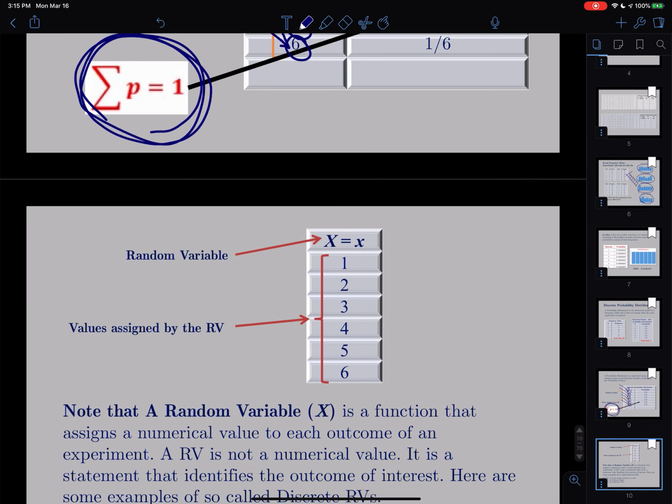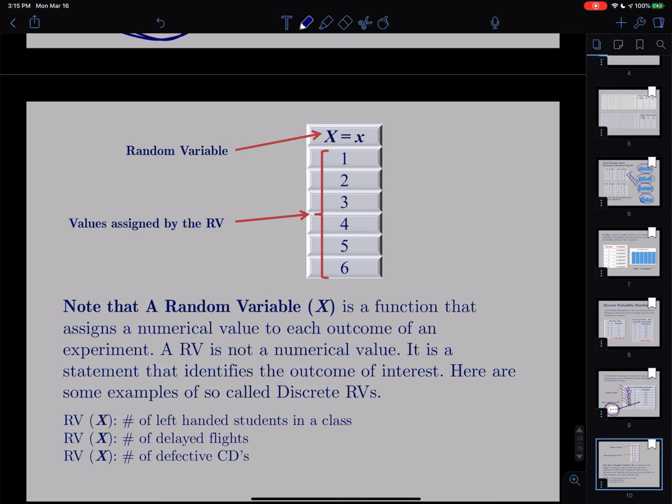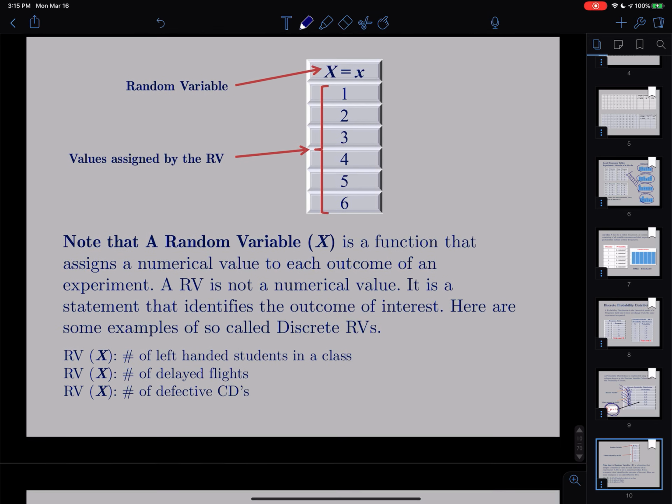All right, we talked about the random variable and the fact that it just assigns values to outcomes of experiments. Here I've given you some examples of random variables. The random variable could be the number of left-handed students in a class. It could be the number of delayed flights, the number of defective CDs, the number of students that have iPhones, and so on and so forth.